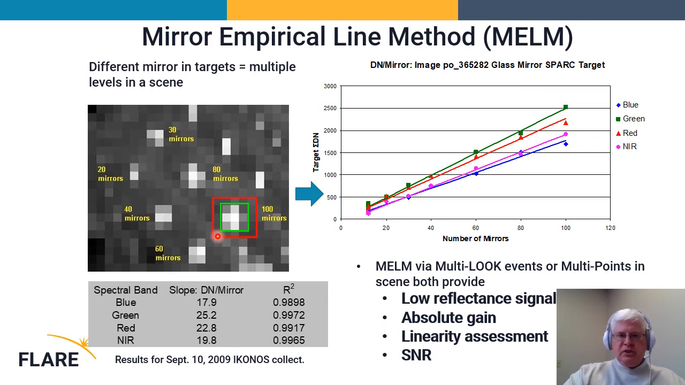Those different amounts of signal create an empirical line method. We call this the mirror empirical line method, or the MELM, and you can see that every single band now has a relative linear response prediction from the different levels of signal. In addition to the MELM, you also can provide low reflectance verification, because each of these lines passes directly through zero, which is a very hard thing to do with Lambertian targets. We can provide absolute gain response of the sensors, do a linearity assessment, and signal to noise assessment of the sensor response.